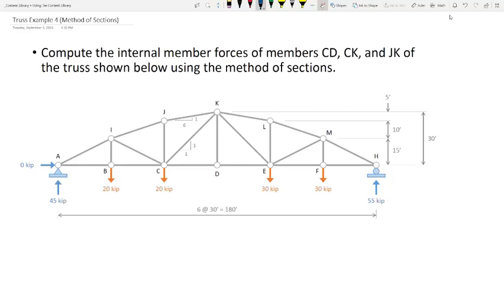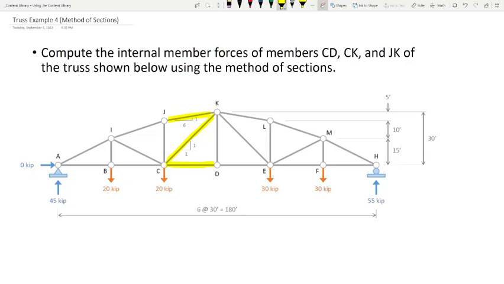Now I'm going to break out my highlighter and just highlight which ones those are. So we have CD, CK, and JK. Okay, so where are we going to cut a section? Well, through those 3 members, pretty easy, right? Now, let's say we were solving for this member, and I don't know, this one. We could still cut a section through here, and then maybe apply a method of joints on J to get that one. There's nothing to say we can't do that.